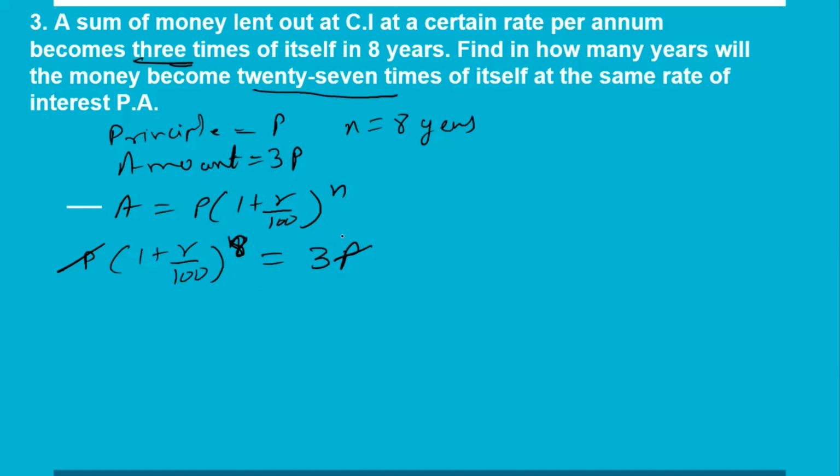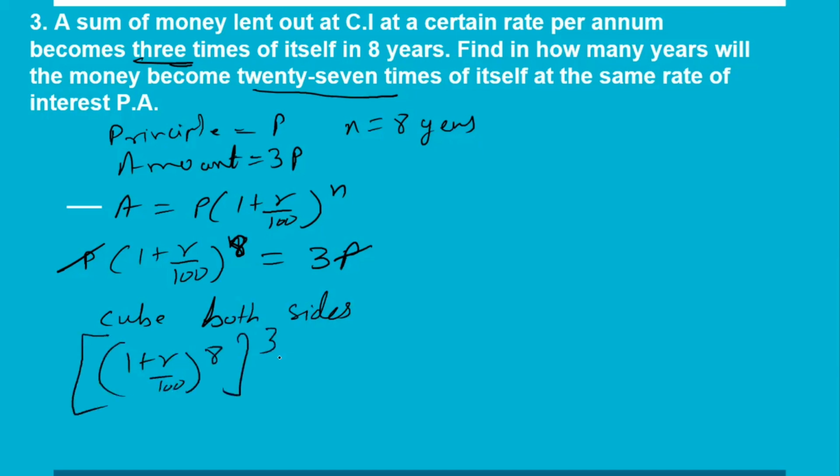So 3 cube is 27. So we cube both sides. On cubing both sides, we get this as (1 plus R upon 100) raised to 8, and the cube of this is equal to 3 raised to 3. Now we have the law (a to the m) to the n is equal to a to the mn. So this becomes (1 plus R upon 100) raised to 8 times 3, that is 24, which is equal to 27.